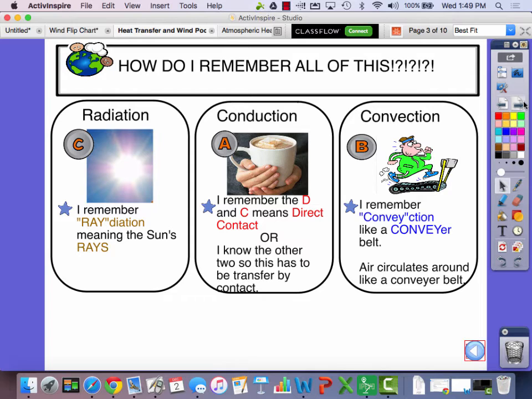And then convection, you can remember convection is like conveyor belt. Convection, convection. It circulates the air around like a conveyor belt, like what you would see at the Krispy Kreme factory where the donuts are rolling down. Well, that's a conveyor belt where it's bringing in those hot, warm, delicious donuts, and then it's going to go around and pick up some more donuts.